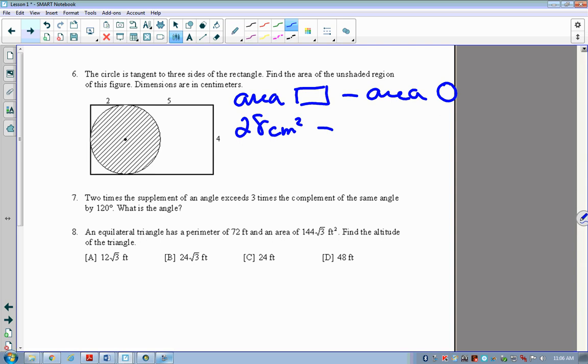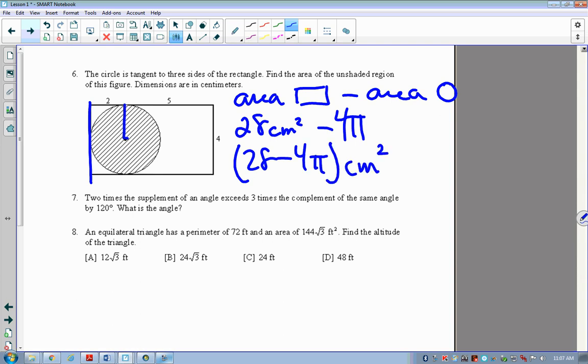Because if this whole length is 4, the radius is half of that, right? So we're subtracting pi times 2 squared. Well, what's 2 squared? 4. So essentially my answer is 28 minus 4 pi, and that's as exact as my answer can get. And so I'm going to write it like this: 28 minus 4 pi centimeters squared. I can't be more exact than that.